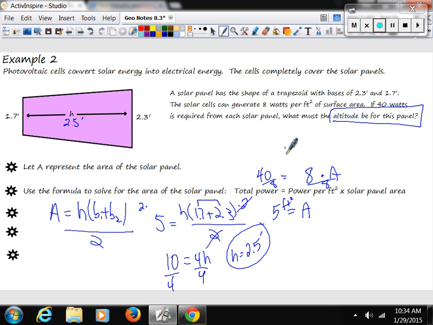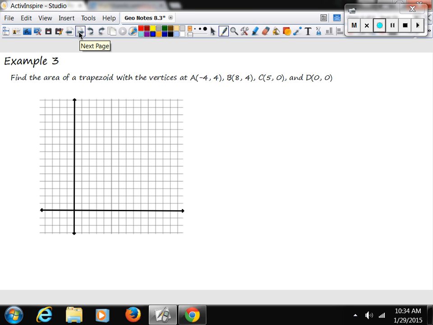All right, moving on to the back side. Area of a trapezoid with the vertices of those 4 points. Now I'm going to give you a second to graph it, because mine can graph really fast because I already have it on there. It's right there. So make those 4 dots and draw in your trapezoid.